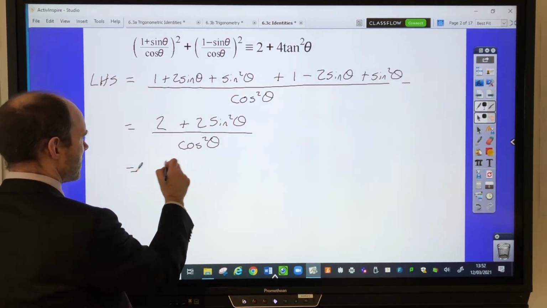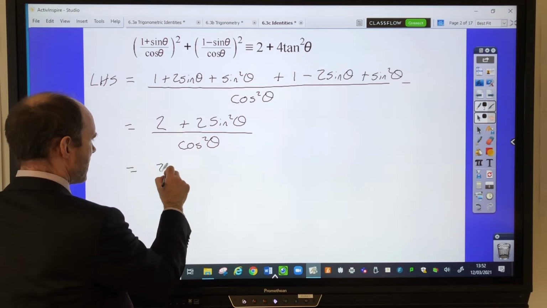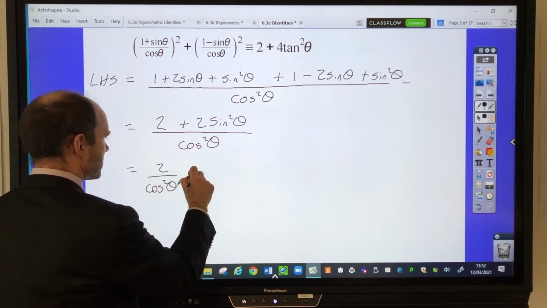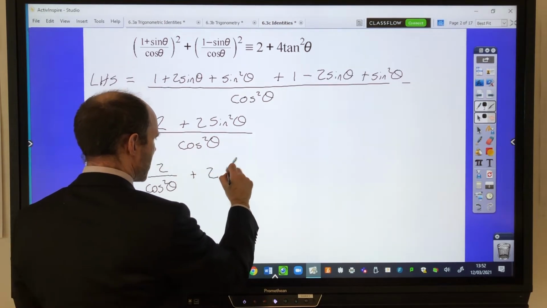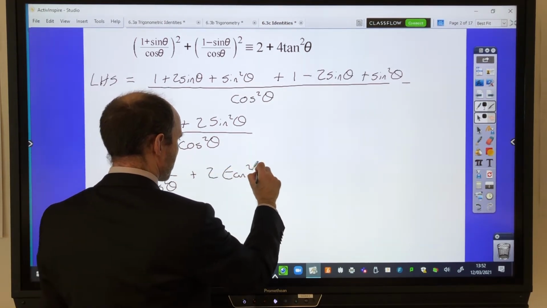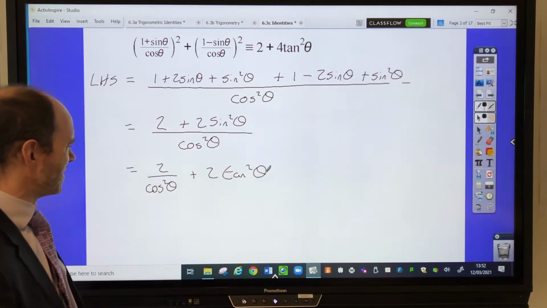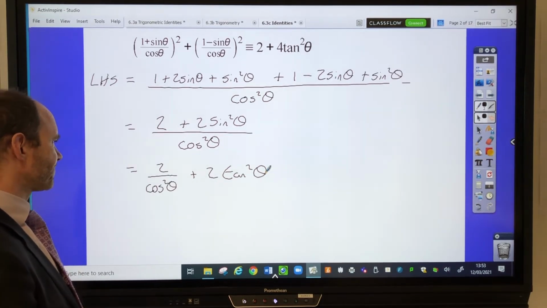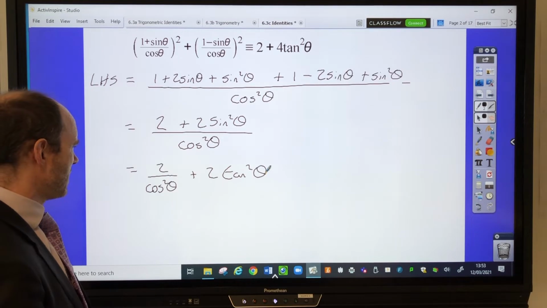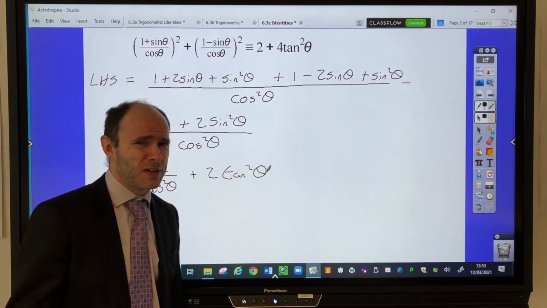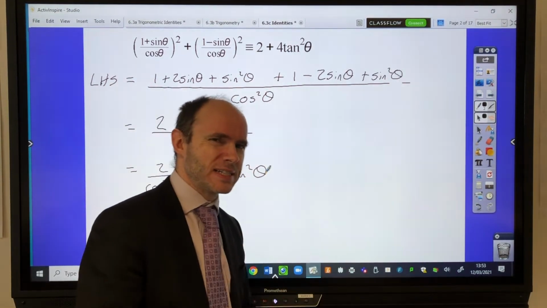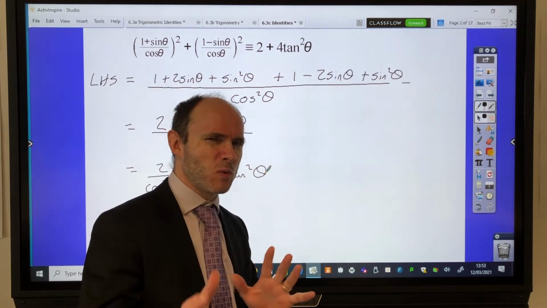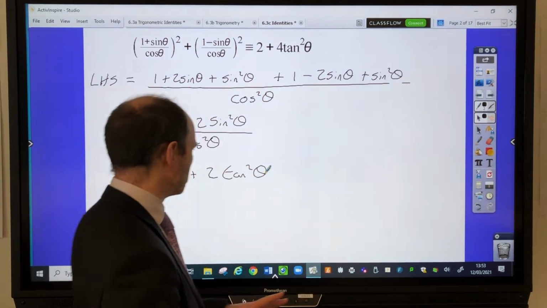Okay, so that's going to be 2, and that's over cos squared theta plus 2 tan squared theta. Okay, now what can I do with this? What can I do with this? I could use an identity from year 13, but that's a bit cheating, isn't it? Okay, that's what I would normally do. But bear in mind, if you're watching this, you're probably in year 12. I'm not going to do that, okay?